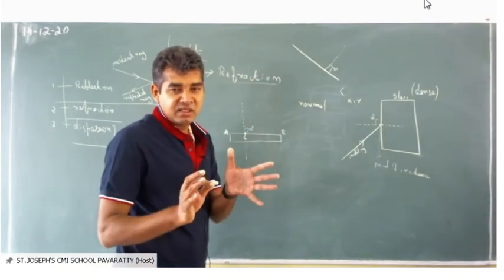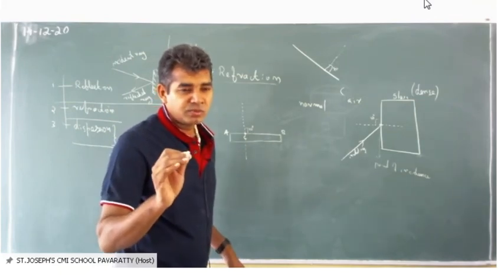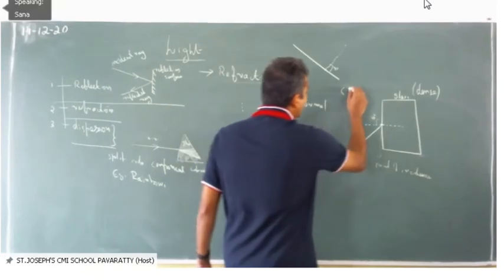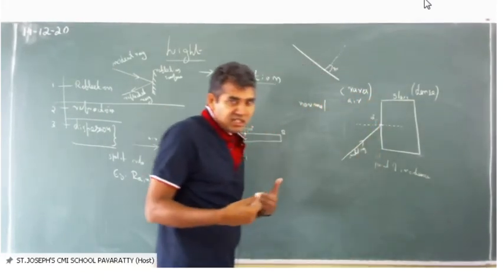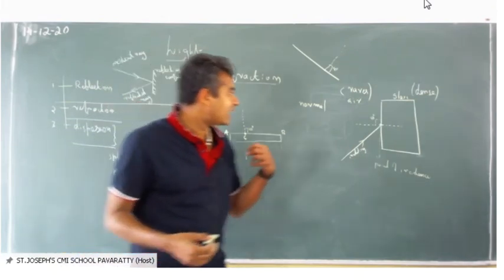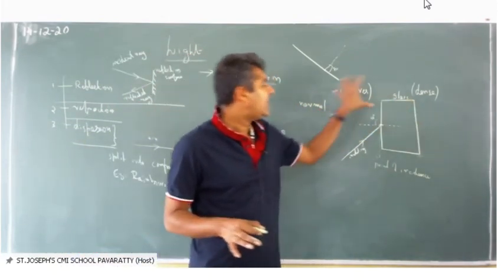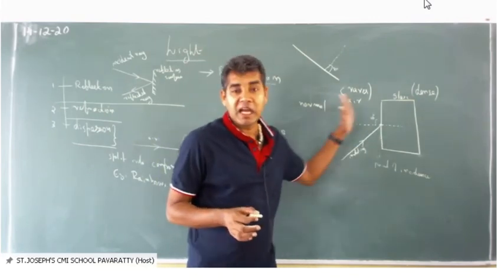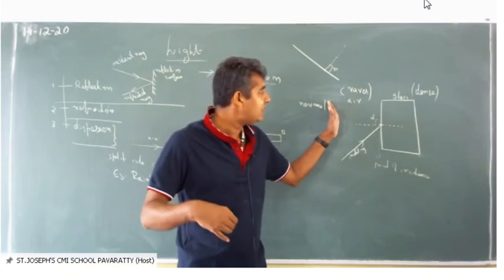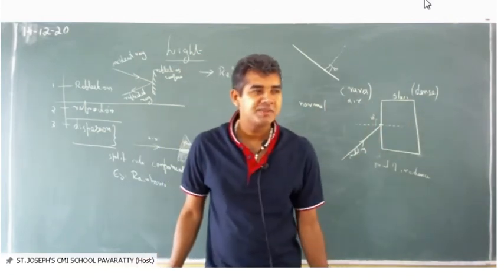Opposite to denser. Do you know or not? No. Rarer medium. Rarer, less density. So we have two types of medium: denser medium and rarer medium. When we consider air and glass, air is rarer and glass is denser. Is it clear?